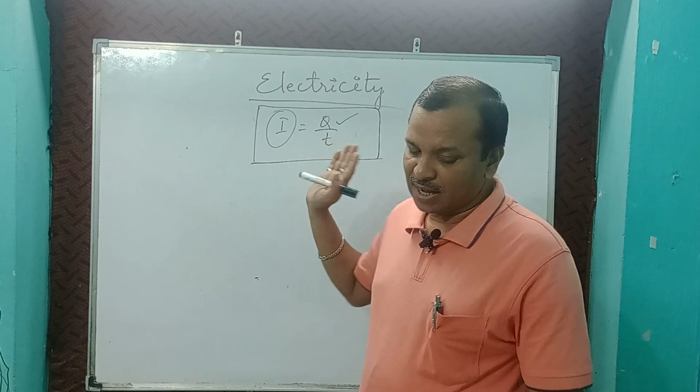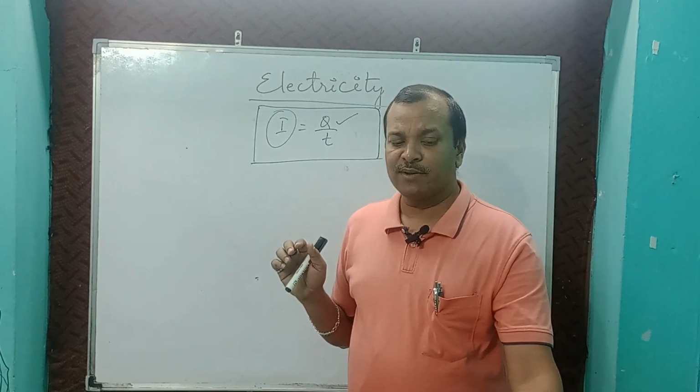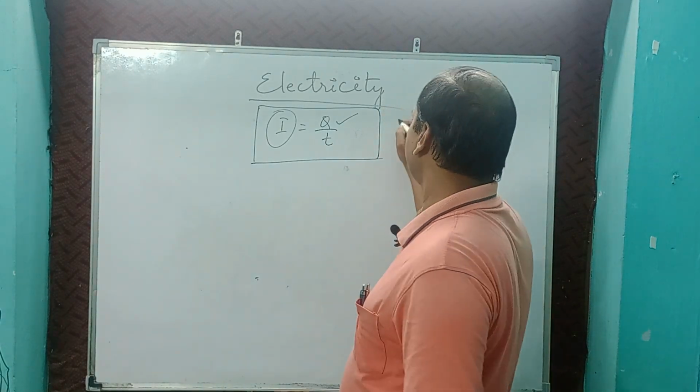I is equal to charge by time. What's its SI unit? SI unit is ampere.